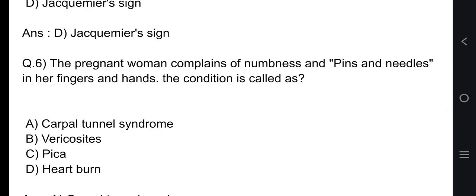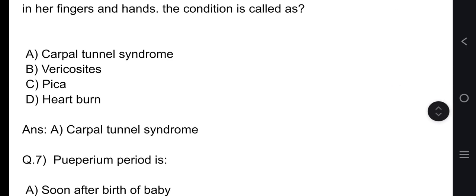Question number 6. The pregnant woman complains of numbness and pins and needles in her fingers and hands. The condition is called as A. Carpal tunnel syndrome, B. Varicocytes, C. Pica, and D. Heartburn. आणि बरोबर उत्तर आहे A. Carpal tunnel syndrome.